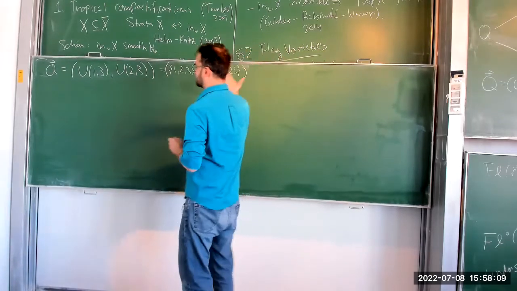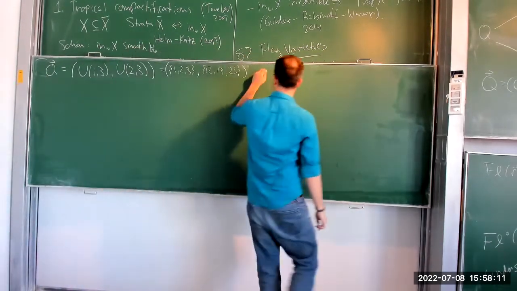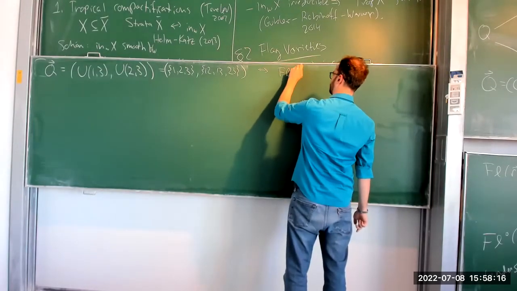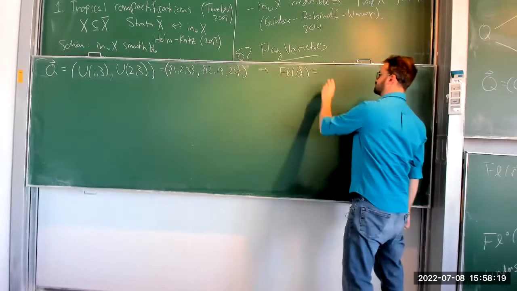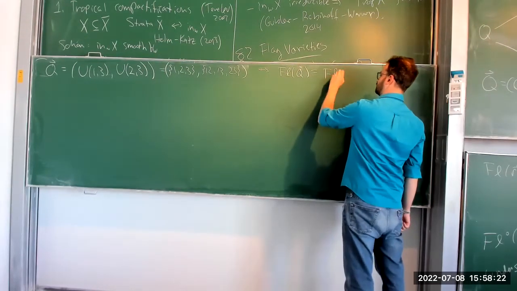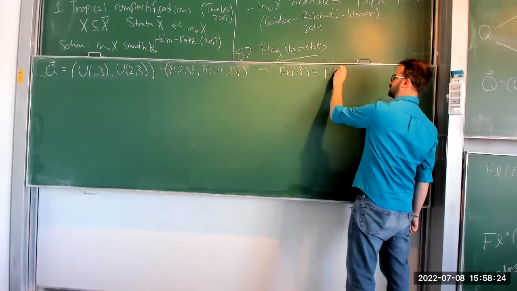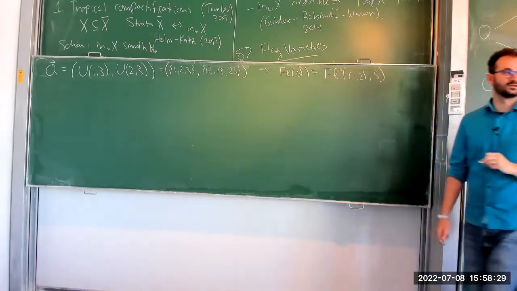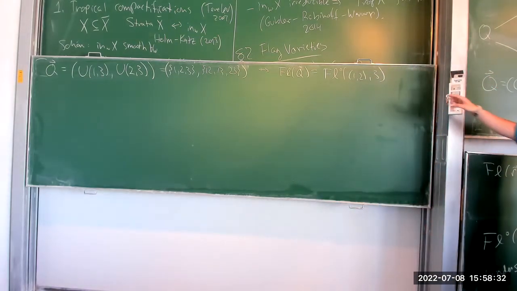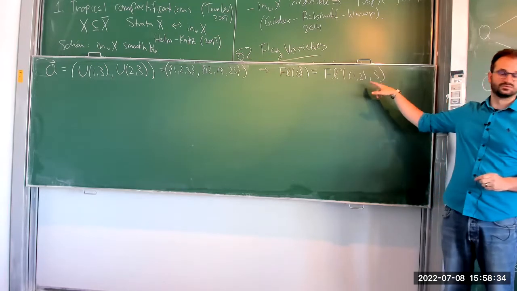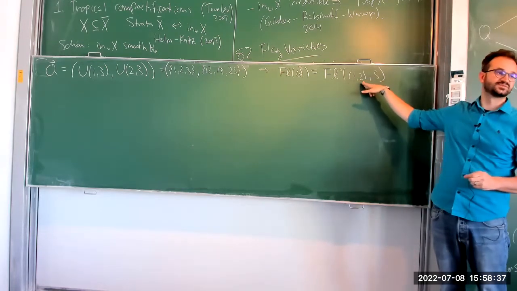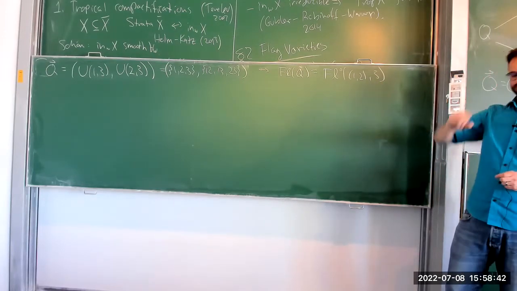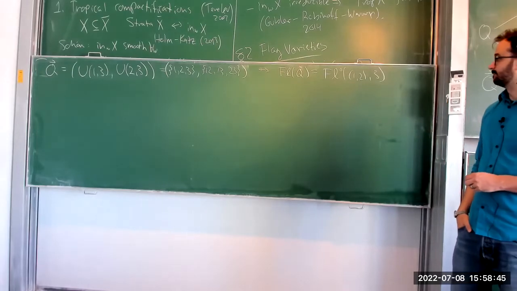Right, so the stratum, I'll write this up here, of this is literally just the open dense part of the complete flag variety of, I guess, rank 1, 2, one-dimensional subspaces and two-dimensional subspaces in C^3. Okay.